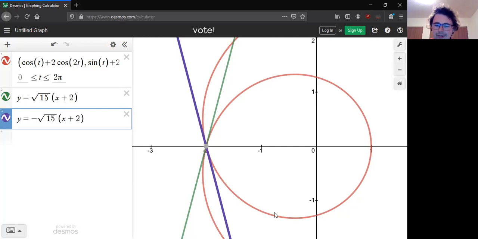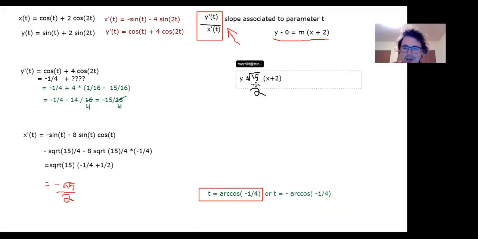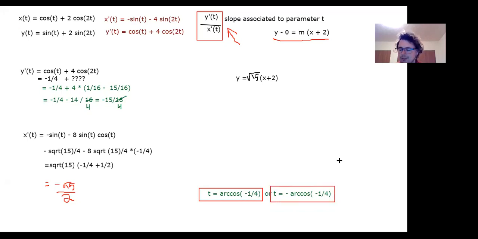Now, why should it be negative? Oh, excuse me, I should be following my notes here. I don't actually need this 2, as you might have noticed on the Desmos. Sorry about that. So why should it just be minus the slope for the other one of these? The other t value that I've got is this one right here, where I've multiplied by -1. And I'm looking at t equals minus the arc cosine of -1/4.